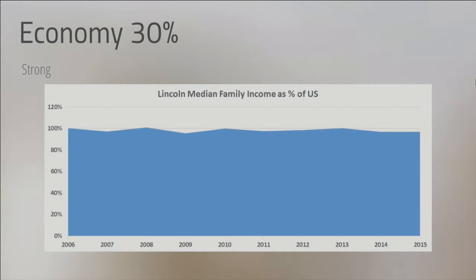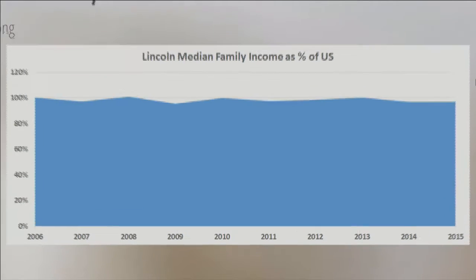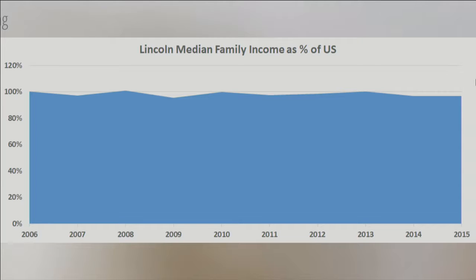Economy is one of the largest areas that they look at. So that makes up 30% of your rating. We received the second highest rating at strong for this indicator. As I mentioned, I'd say this is one of the harder ones to impact because it's a global look at your city. This chart here shows the median income as a percent of the United States median income. You can see we hover around 100%. They look at that as a good thing for the city of Lincoln.